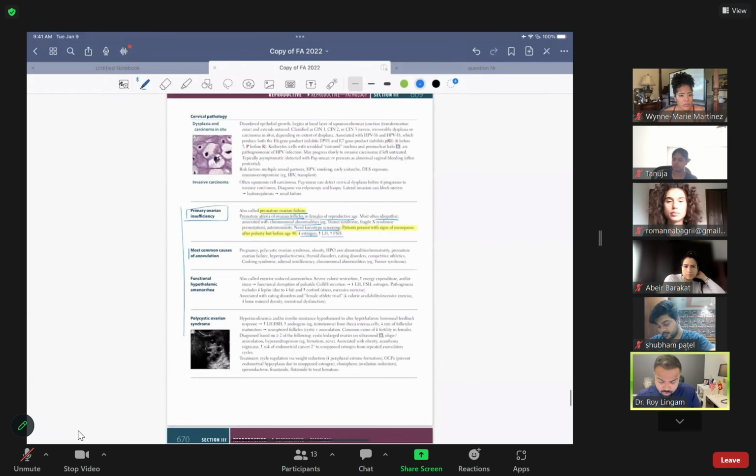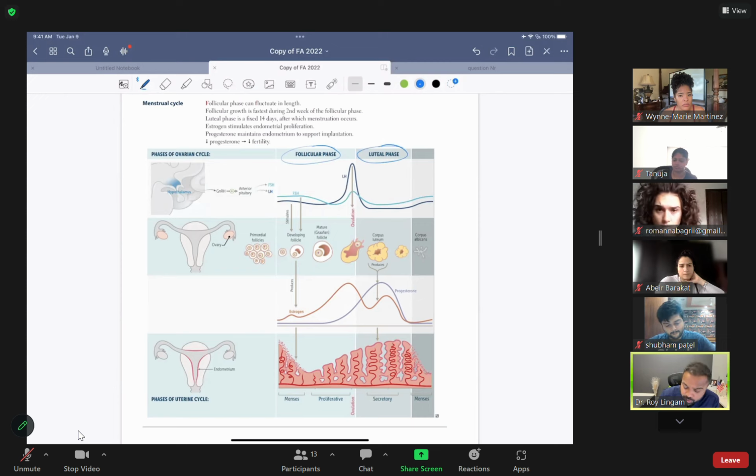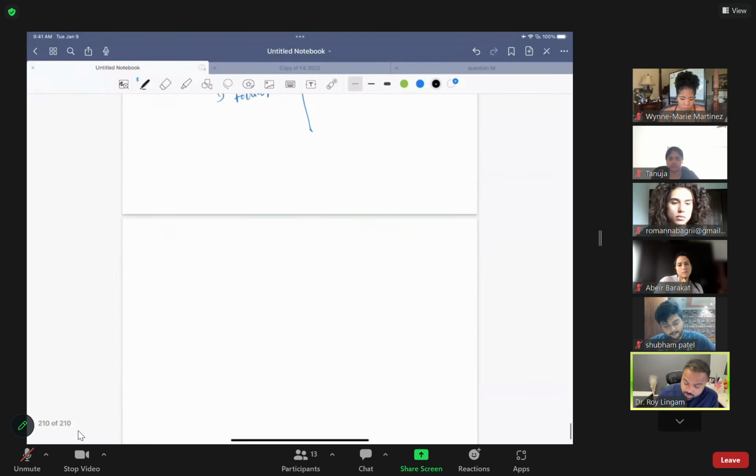Now, when it comes to the menstrual cycle, there's a follicular phase and a luteal phase, folks. There are 2 phases. And another name for the follicular phase is the proliferative phase. It's right there, called the proliferative phase. And then the last one is called the secretory phase, folks. Okay. Now let's take a look at this.